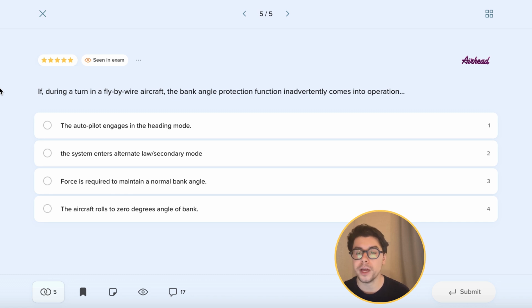If the bank angle protection comes in, then not only the bank will come back to 33, however, it will go actually into the normal bank angle that you are required. And if the protection comes in, then it will go back into stable and smooth flight.